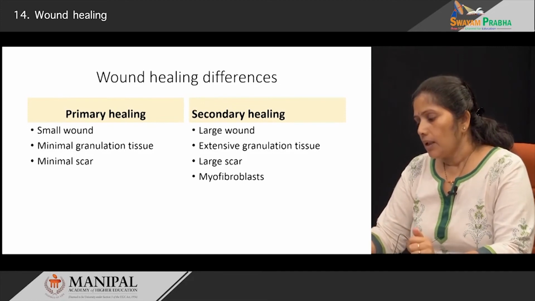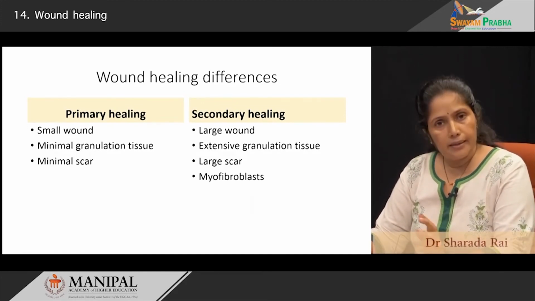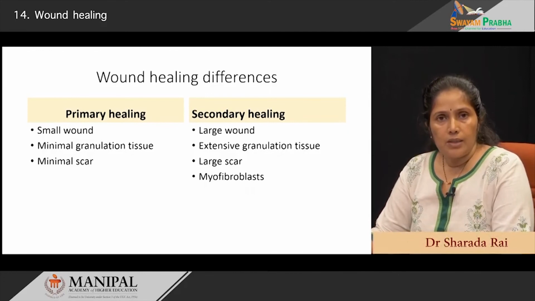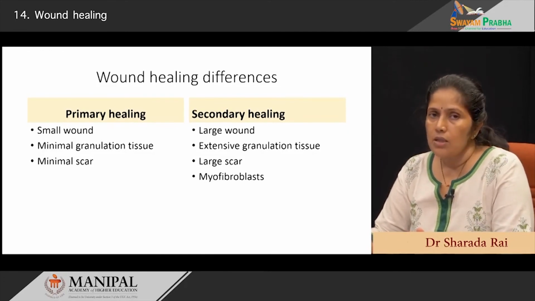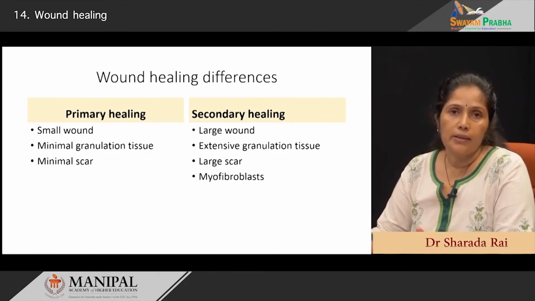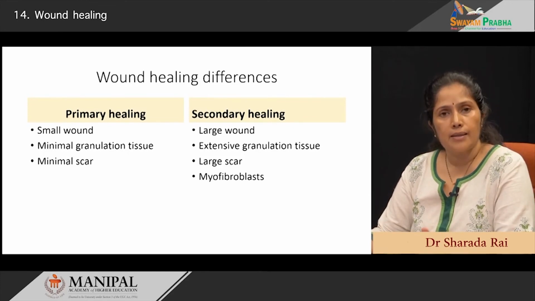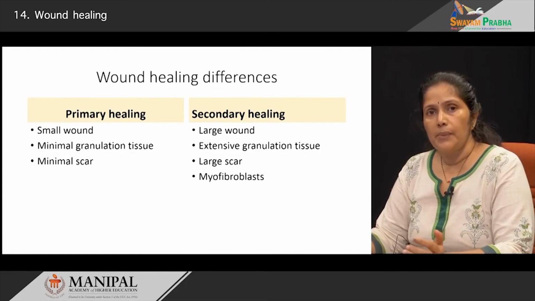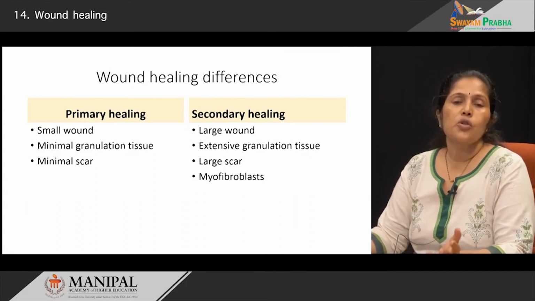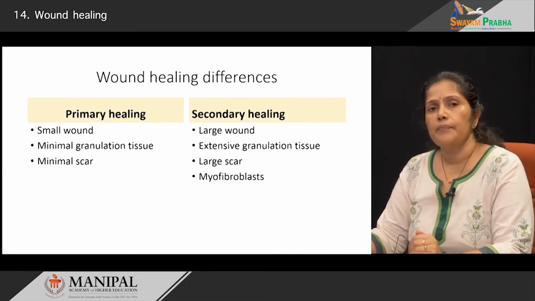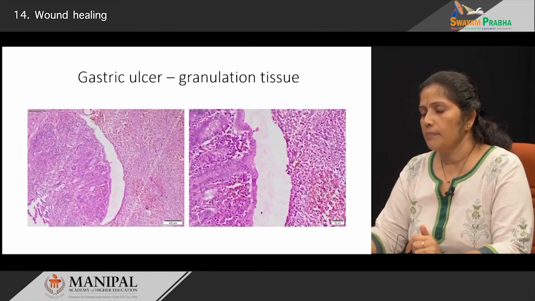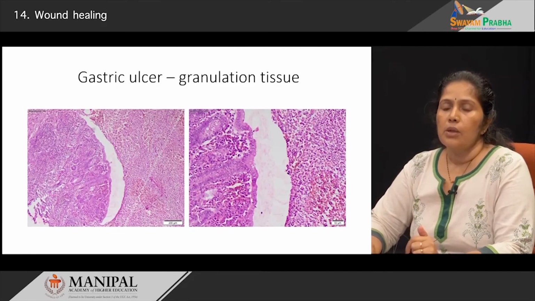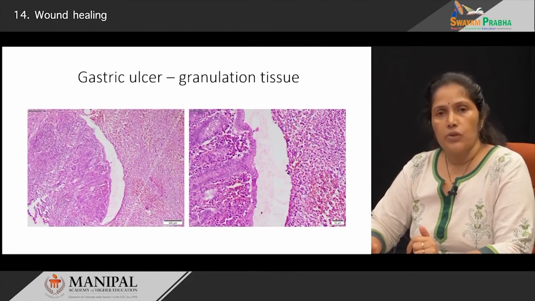Now, we have been talking about skin healing all this while. So, the question is, how does tissue heal in other areas? Let us say somebody has an ulcer in the stomach, how does that heal? Remember, anywhere in our body when there is a tissue injury, granulation tissue can form, and here is a picture from a patient who had a gastric ulcer.